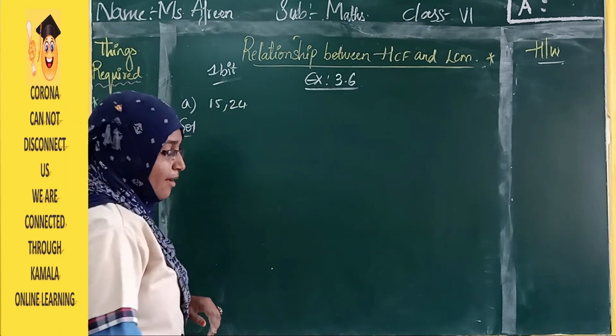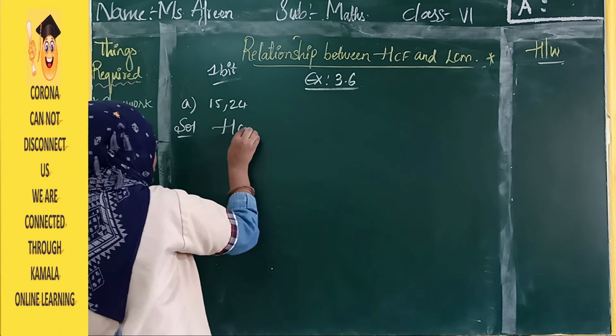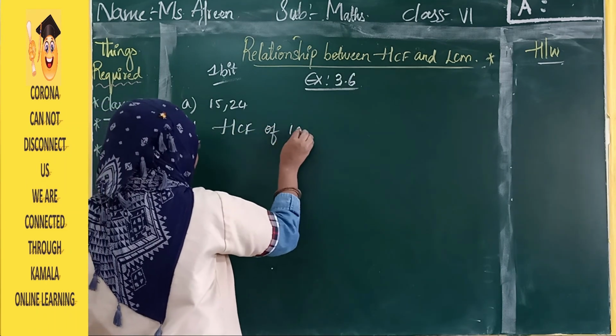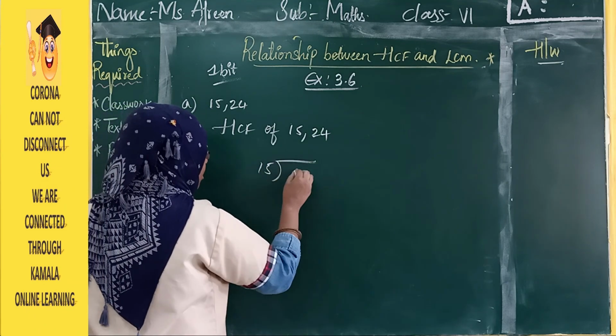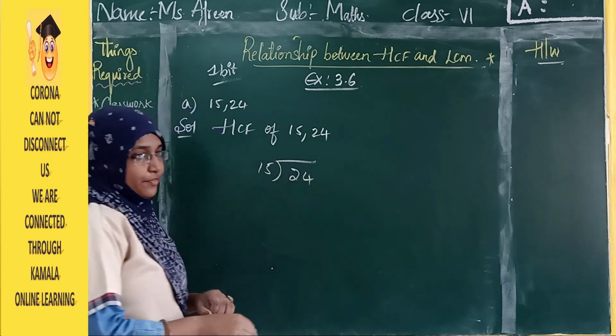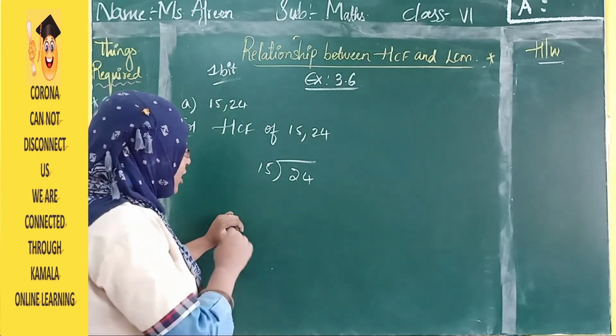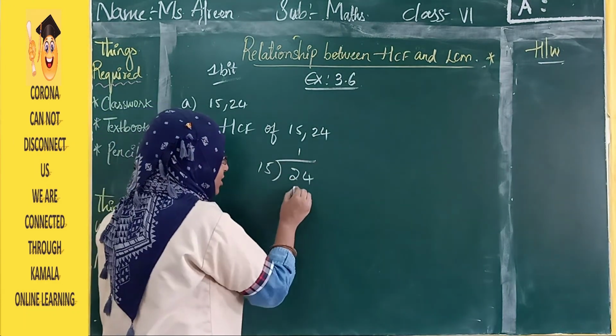Now HCF by the continued division method. HCF of 15, 24. 24 is the larger number, so we will divide it by 15. 15 ones are 15, 15 twos are 30. We don't want 30, so 15 ones are 15.